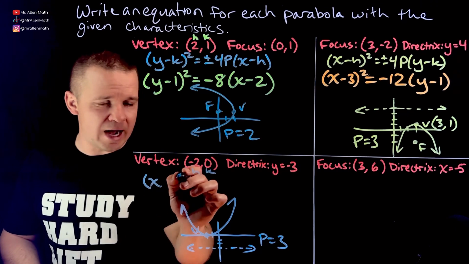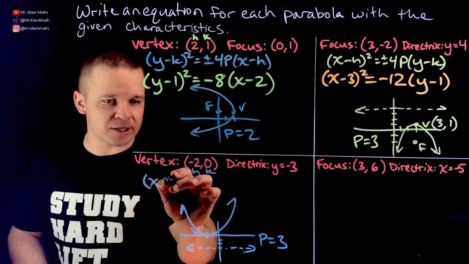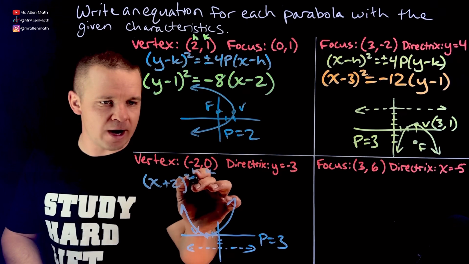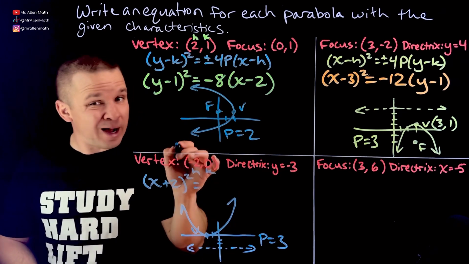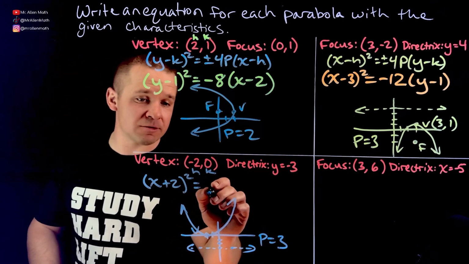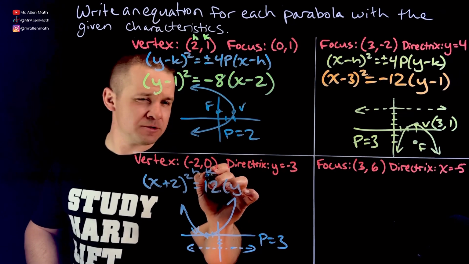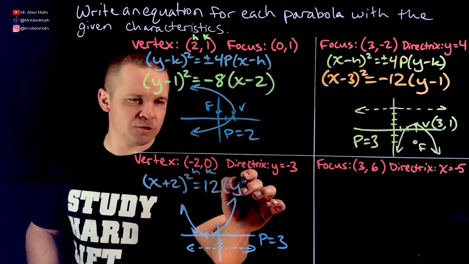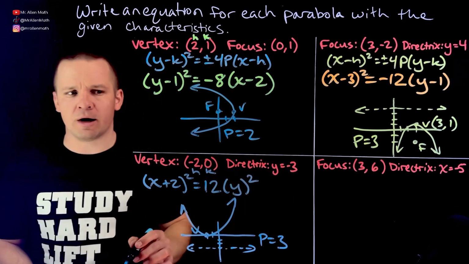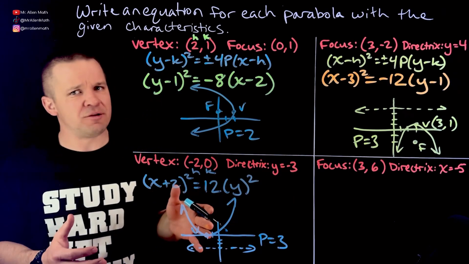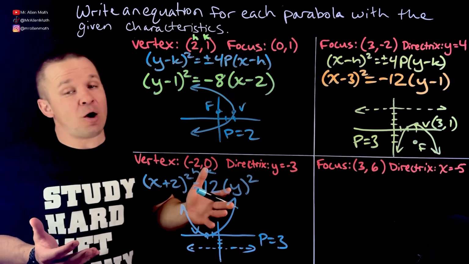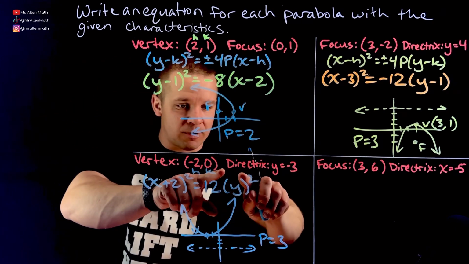Let's write it up. X minus h, so minus negative 2 is plus 2, squared equals, and then we have positive 4p, 4 times 3 is 12, y minus k, so that would just be y minus 0, which would just be y. Those parentheses are unnecessary. Sorry they're there, okay? I started doing it, I was like, oh wait, it's just 0. So you do not need these parentheses here.